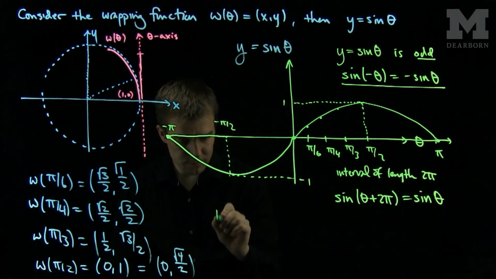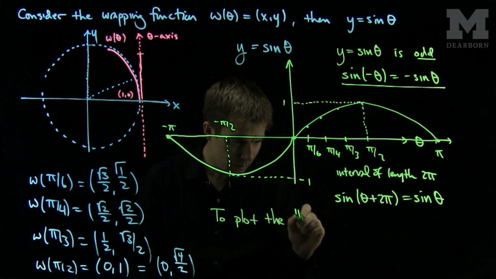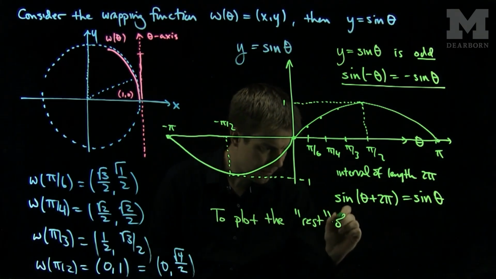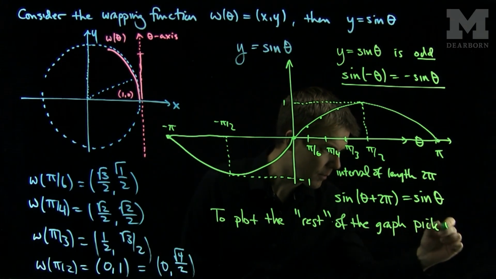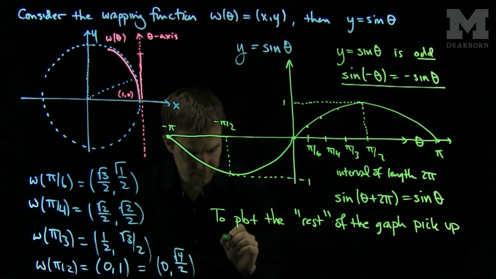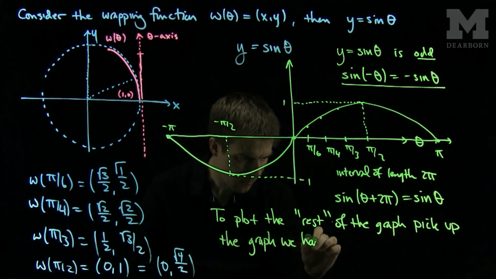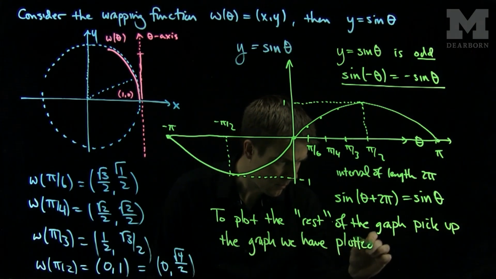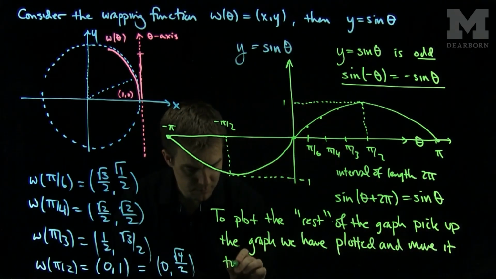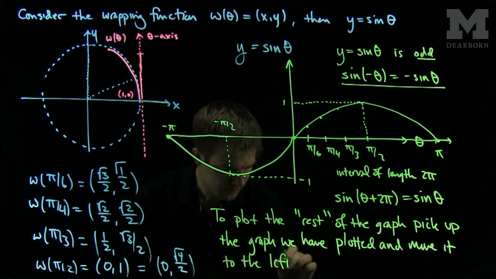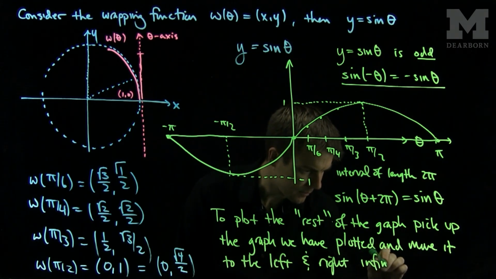So to plot the rest of the graph, pick up this graph and move it to the left and right infinitely many times.